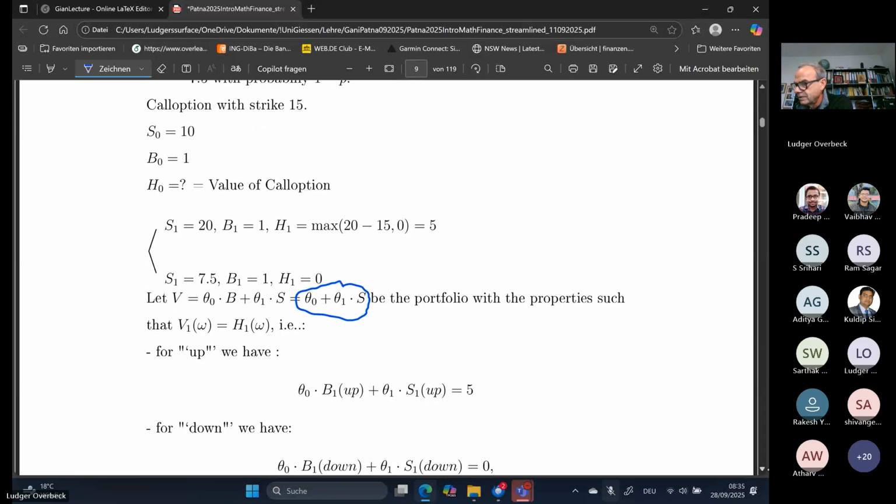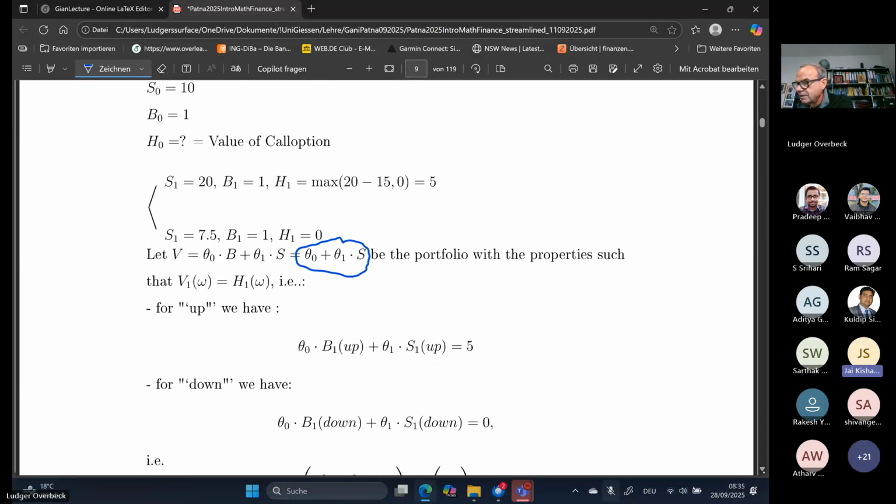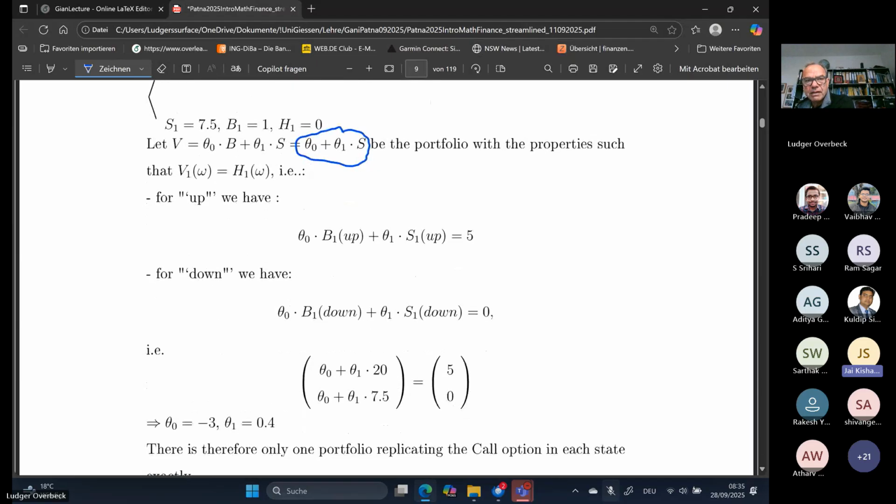Sir, one doubt, sir. The data which you have given, that is preliminary data, I suppose, right, sir? That B of 0 and B of 1, which you have given. No, you have to figure out theta 0 and theta 1. This you want to figure out. Yes, data are 20 and 7.5. These are data. This you know.